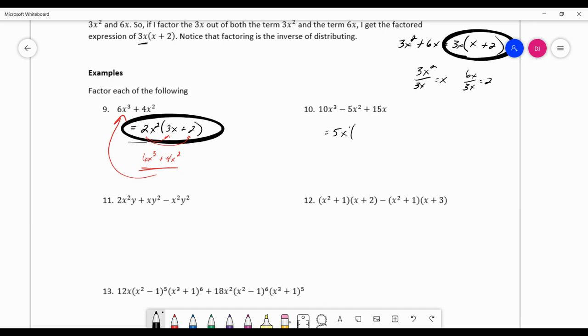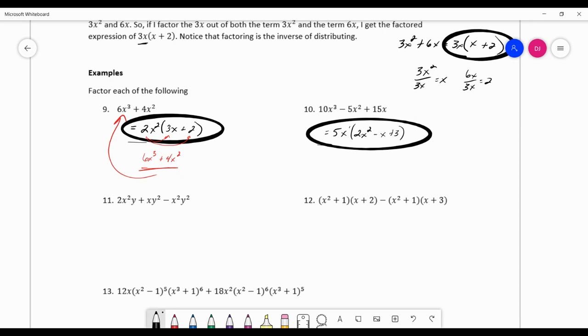So 10x cubed divided by 5x is going to leave me with 2x squared. Negative 5x squared divided by 5x is going to leave me with a negative x. 15x divided by 5x is going to leave me with 3. And so that's been factored. Again, if you want to verify your factorization there, all you need to do is to redistribute 5x times the 2x squared, 5x times the negative x, 5x times the 3 to verify that you do get the expression 10x cubed minus 5x squared plus 15x back.